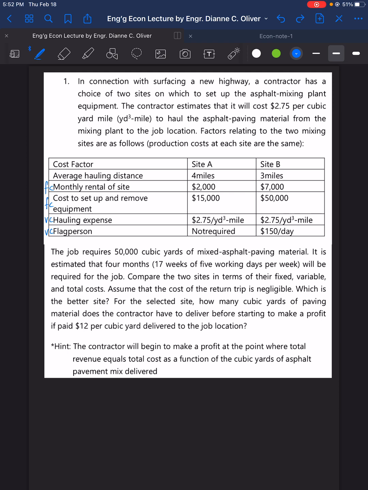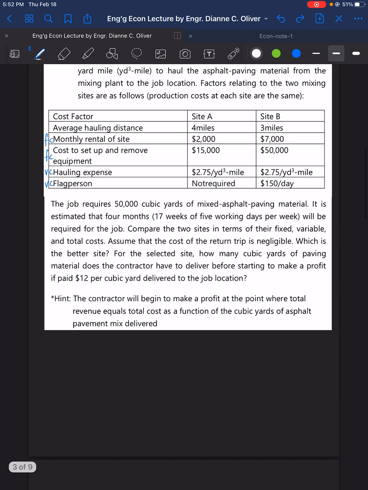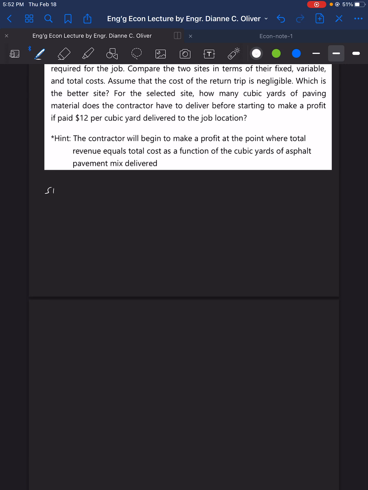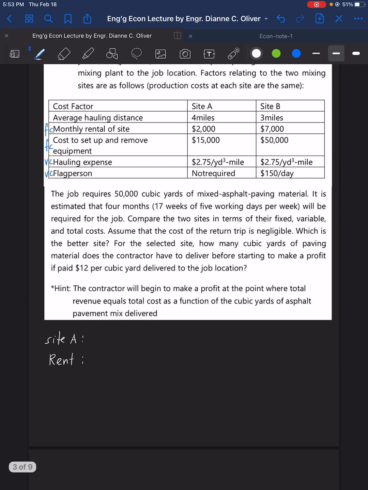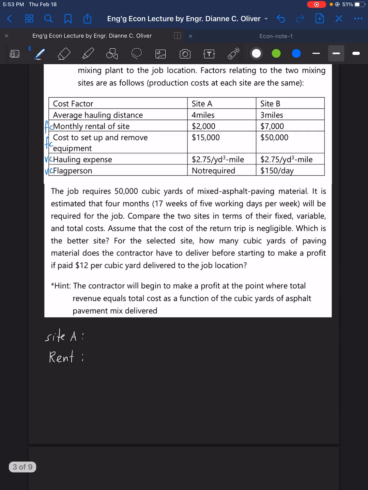Okay, so let's solve first for the total cost. For site A, let's write here, site A first, we have the rent. Rent for site A is $2,000 here. Oh, it is monthly rental. So this is per month.